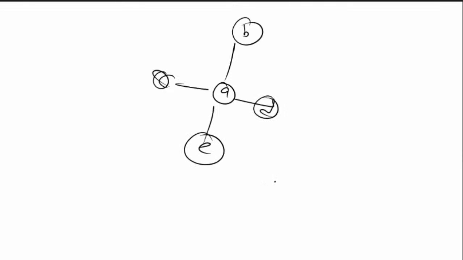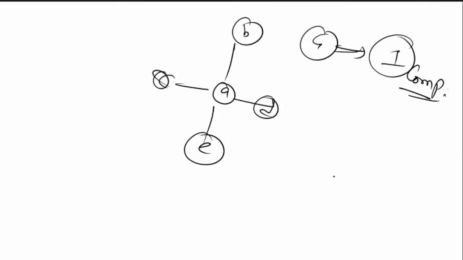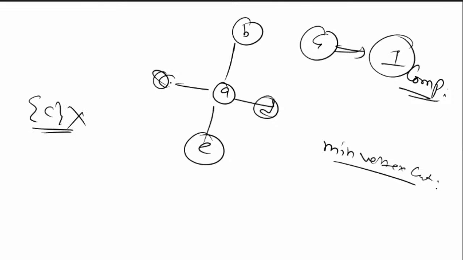Let's take an example. Let's assume this is example A, B, C, D, E. Let's assume you have this graph. In this graph right now you can see the number of components is 1. In this graph, what is the minimum vertex cut? You can see for example this C is not a vertex cut, because if you remove C, then the number of components will remain the same. The number of components will not increase. So this is not a vertex cut.